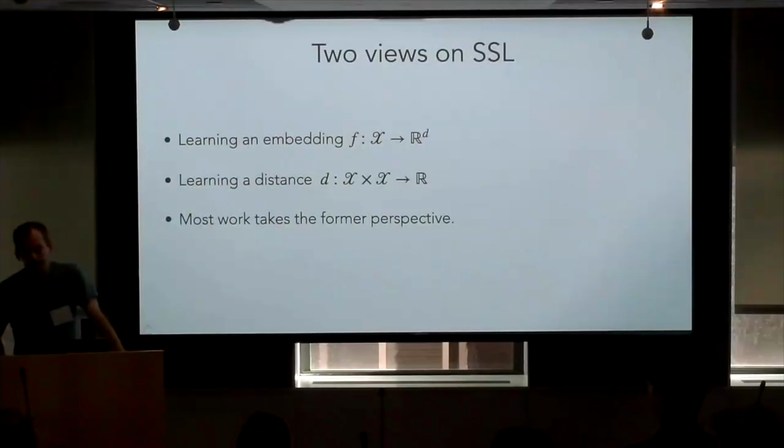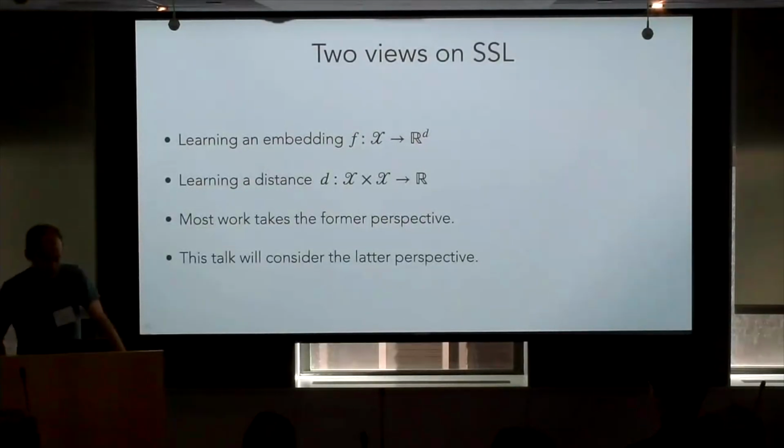But I would say most work thinks about representation learning in the former sense, learning embeddings. This talk will think about it in the latter sense, and I kind of prefer the latter. I think in some ways it's more fundamental. If you have the distance measure, then you can make predictions about the performance of machine learning problems. Whereas if you only have the embedding but no associated distance measure, then you don't really have the full story.